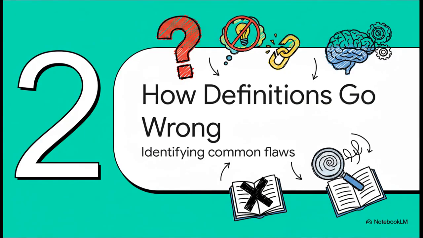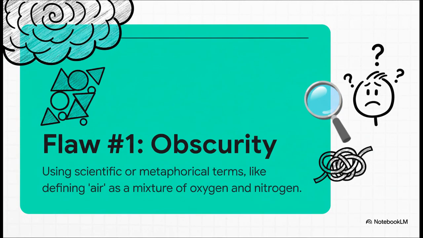Now for the really interesting part, how definitions can go wrong. Pay close attention here, because identifying these common flaws is something you're definitely going to see on the test. Okay, flaw number 1 is obscurity. This is when the definition is actually more complicated than the words you're trying to look up. I mean, look at this definition for air. Sure, it's scientifically accurate, but for everyday language, it's not very helpful, is it? It actually makes it harder to understand.